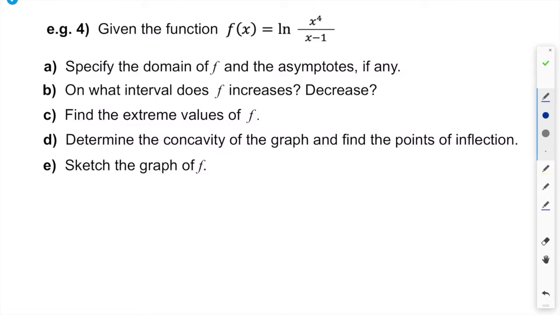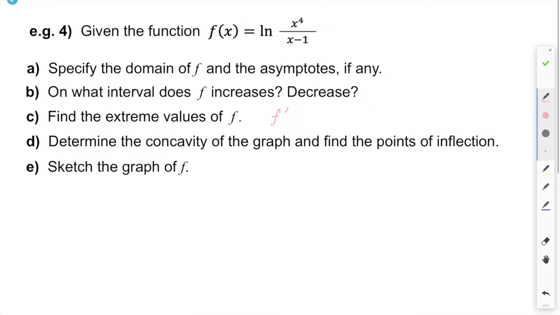Example 4. So this is one of those more extensive questions where we're going to study the nature of this function f of x, looking at its domain, asymptotes, interval of decrease, increase, extreme values. So I know extreme values I'll be relating to f prime, concavity, points of inflection. So I know this part relates to f double prime, and then sketch the graph. So let's tackle this one by one.